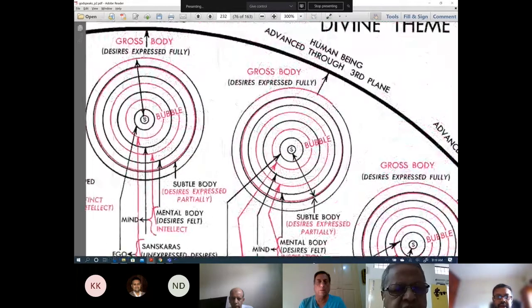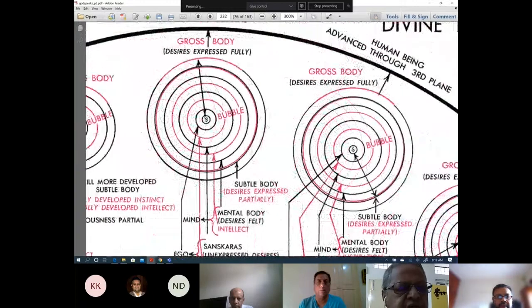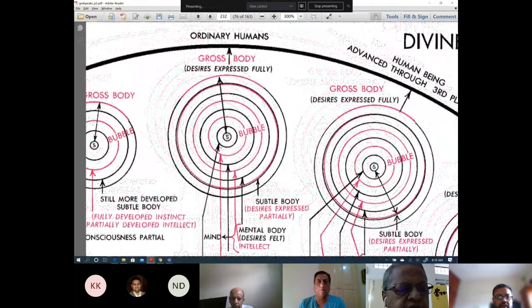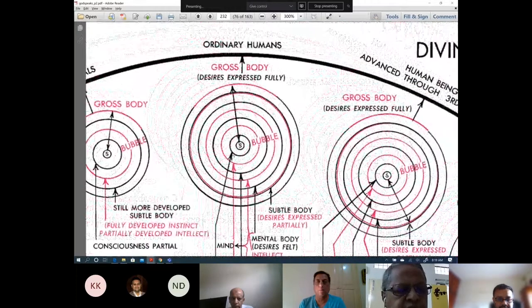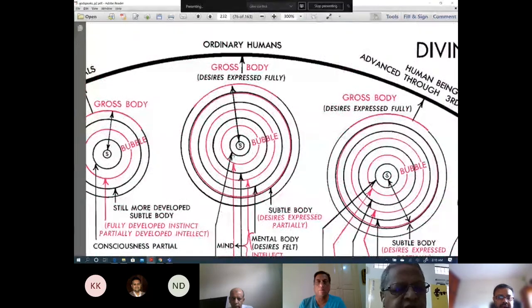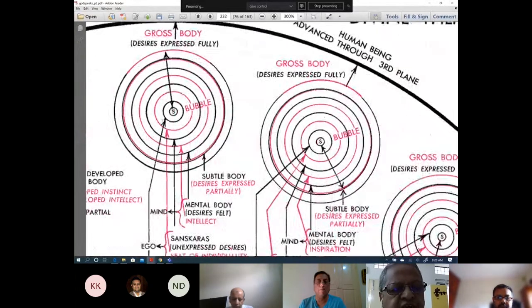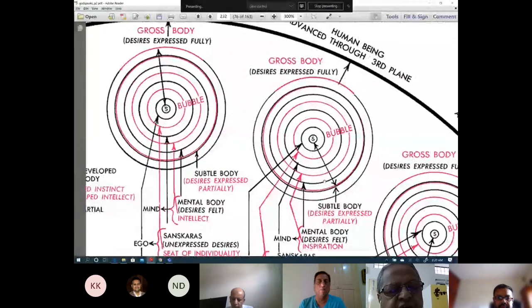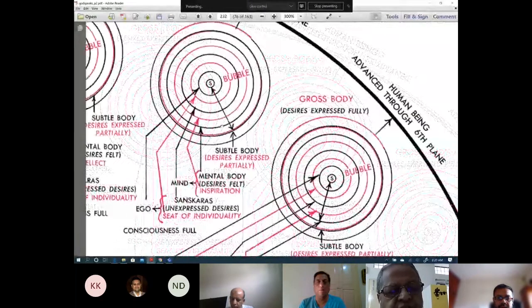I'll have to get this diagram. Yes, ordinary. Soul to the gross body, there is an arrow, pointing both sides. And in the next developed one, it is soul to the subtle body. And here in the next diagram, it is soul to the mental body.